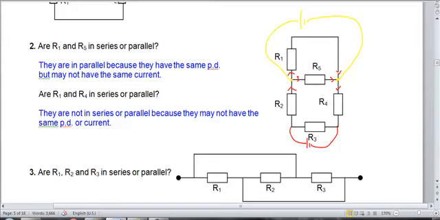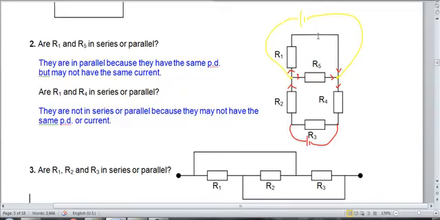Now the same cannot be said for R1 and R4, because R1 and R4 are quite separated by resistor R5 and so on. So they're neither in series nor in parallel with each other, because the currents are not the same, the PDs are not the same. Okay, let's look at the last example on this type of problem here.